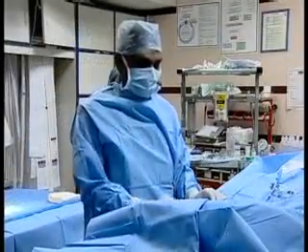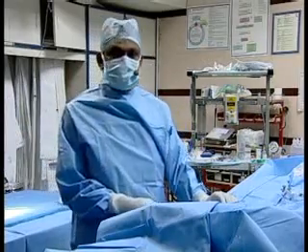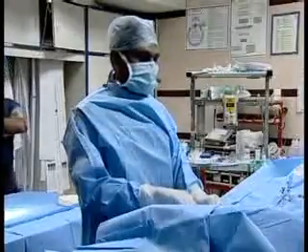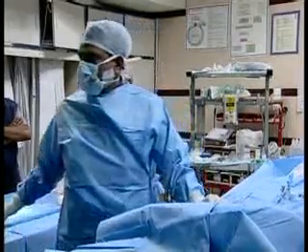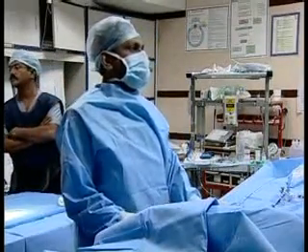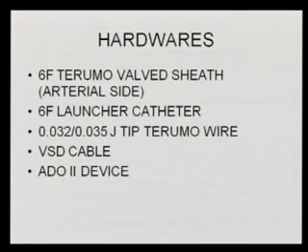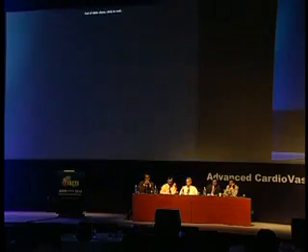On 2D echo, it's a moderate 6 mm perimembranous VSD with septal aneurysm and a moderate LV to RA indirect Gerbode shunt, with mildly dilated LA and LV, LVIDd of 43 mm, Z-score of 1.8, and LA-aortic ratio of 1.3. Our intended procedure is VSD device closure by the retrograde technique. The hardware is a 6 French sheath on the arterial side, 5 French venous side, a 6 French launcher catheter, a 0.035 J-tip wire, a VSD cable, and an ADO II ductal device.